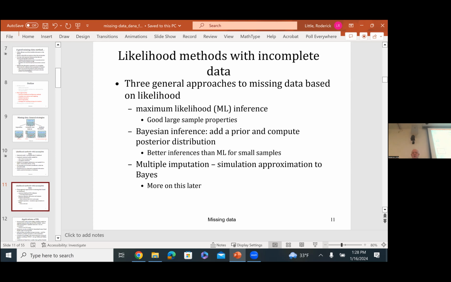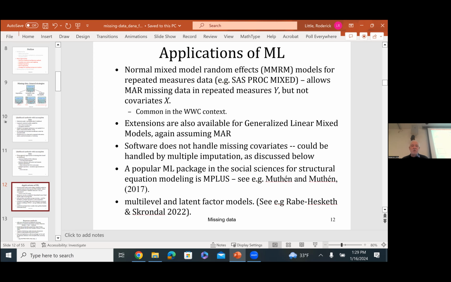Even though these are likelihood methods and don't really, in a sense, require filling in the data, there are relationships between likelihood-based methods and imputation. Multiple imputation, for example, is an imputation method which is related to Bayes. And similarly, the EM algorithm, which I'm not going to talk about here, has a form of filling in the missing data for maximum likelihood estimation.